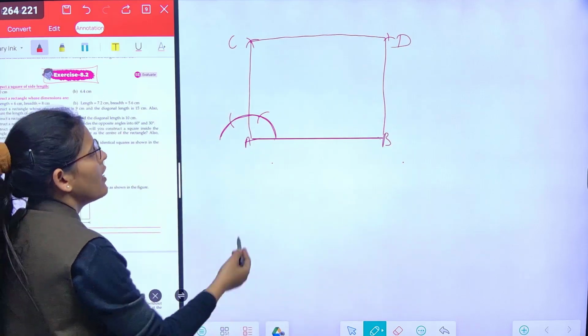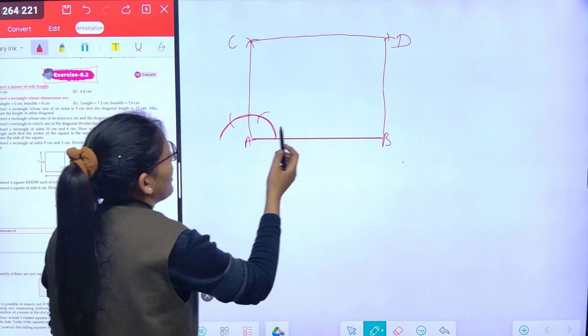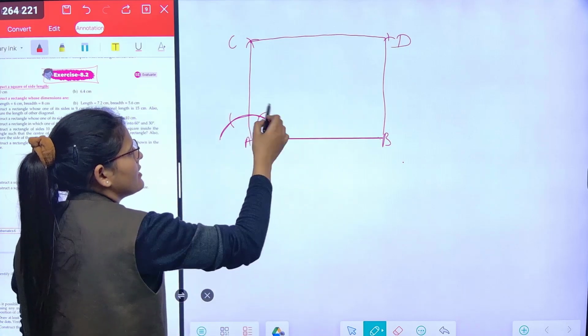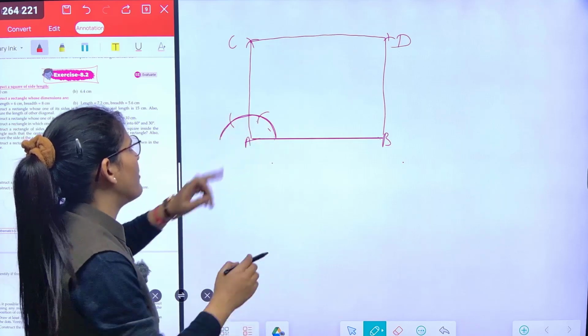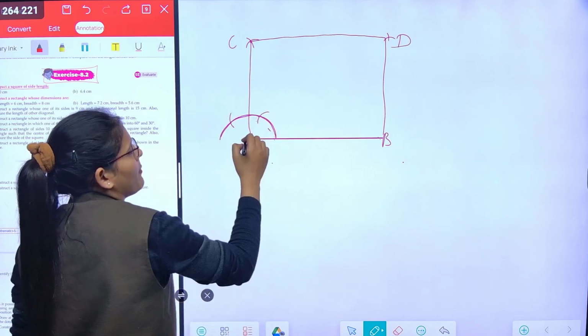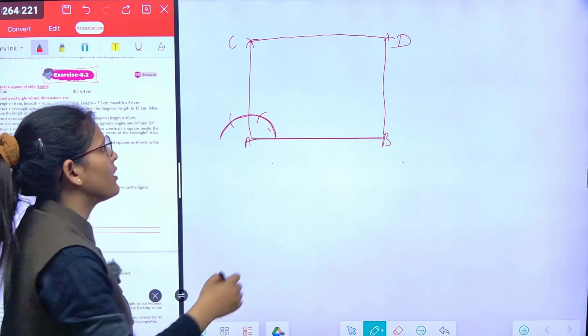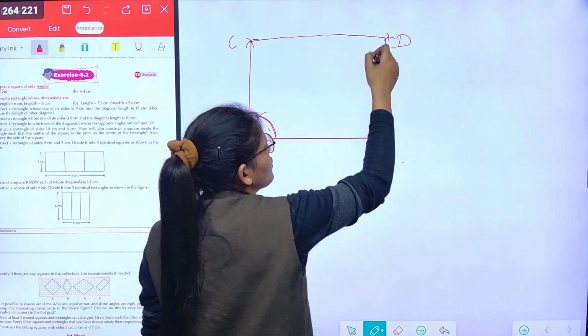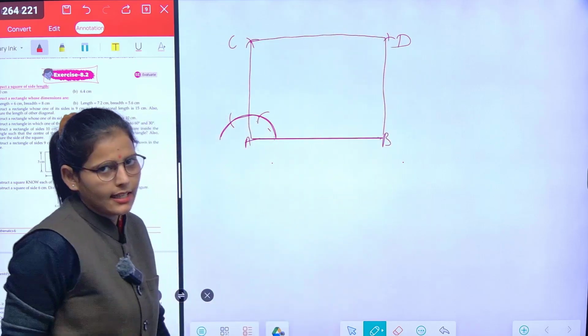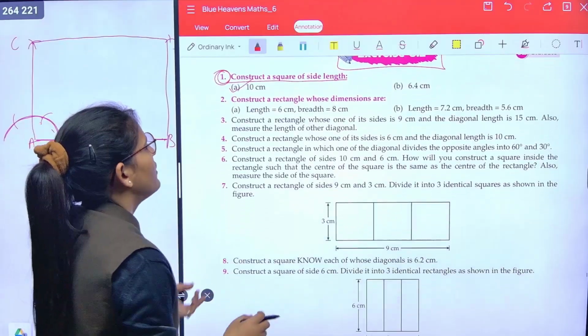I hope you have understood very well. First we drew an arc here with any length. Then from here an arc here, then from here to here. Then we take point A, measure 10 centimeter in the compass, then here, same procedure we will do, then join the CD. Understand class? Rest of the part, do yourself.